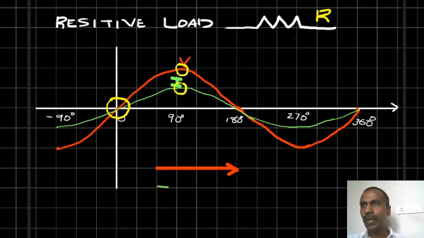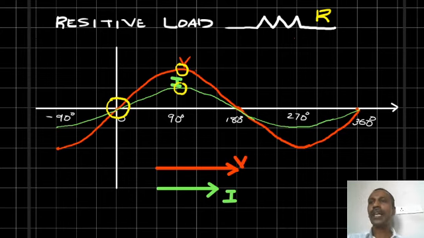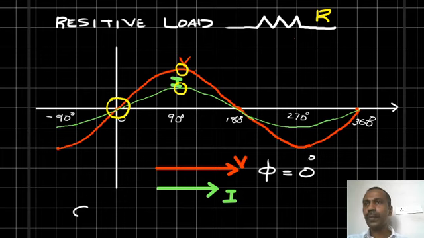Now the current waveform can be drawn in phase with voltage. This is a current waveform and this is the voltage waveform. They are in phase, they are going together. So in this case, there is no phase angle difference between voltage and the current. Phi is equal to 0. So what is cos phi? Cos phi is equal to 1, unity.